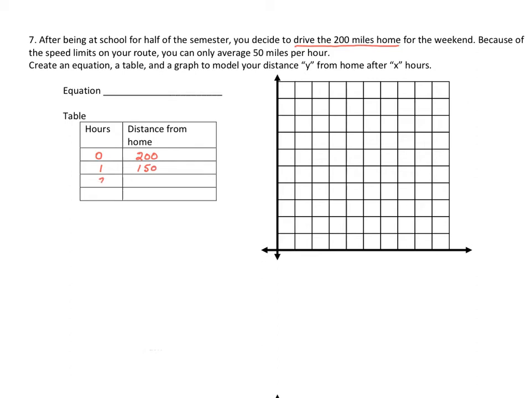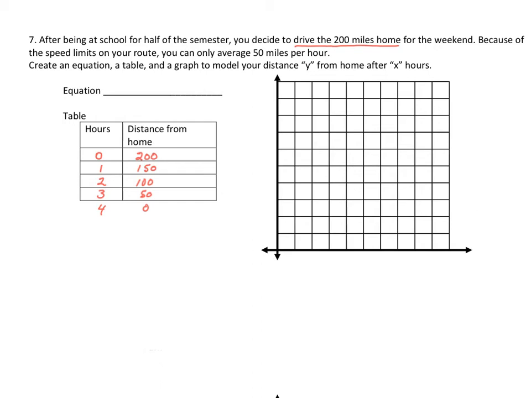So for the next hour, 2 hours at 50 miles per hour, that's 100 miles. So you're 100 miles closer to home. You started out at 200 miles, so that would be 100. Okay? 3 hours, 3 times 50 is 150. 150 miles driven is 150 miles closer to home. So that's 200 miles from home minus 150, because you're closer, that would be 50. And if you just follow the pattern, 4 hours, 0. Okay, so we could finish that.